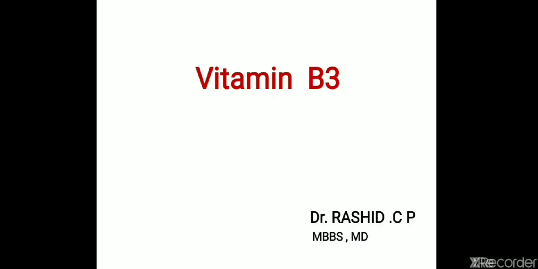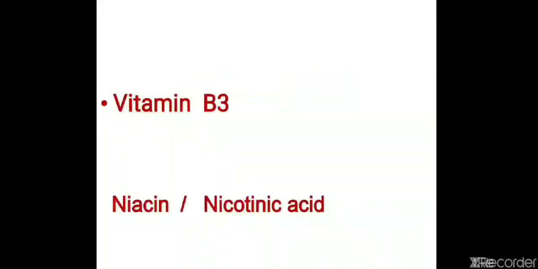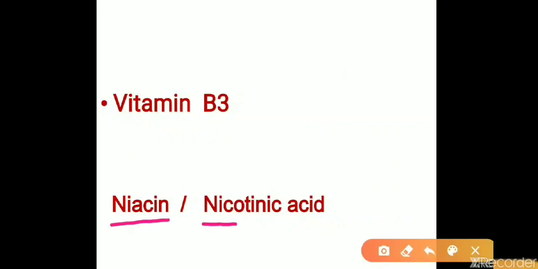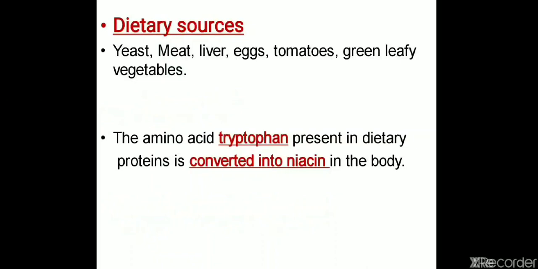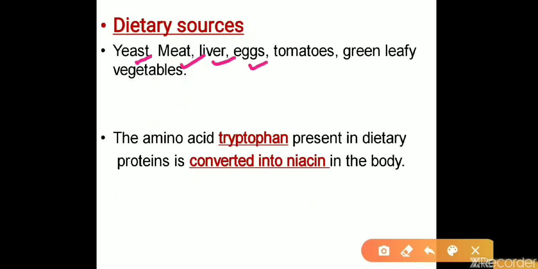In this video, I will explain vitamin B3. Vitamin B3 is also known as niacin or nicotinic acid. These are the other names of vitamin B3. Regarding dietary sources, the main dietary sources are yeast, meat, liver, egg and most of the vegetables. So these are the dietary sources.